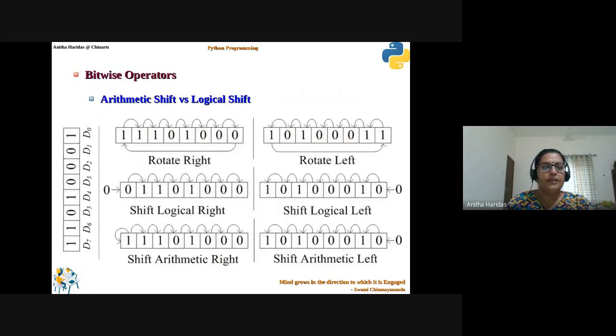Okay. Then the next set of operators are comparison operators. All of you know what a comparison operator is. You have equal to, not equal to. The operators are the same as in other programming languages. Then you have greater than, less than, greater than or equal to, less than or equal to. These are the comparison operators. It is also known as relational operators.